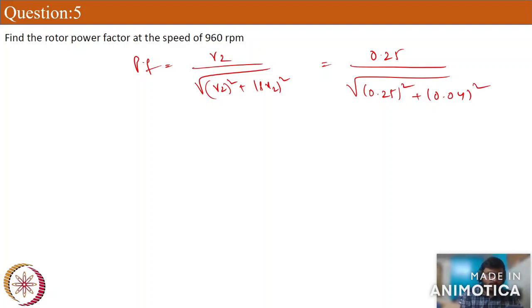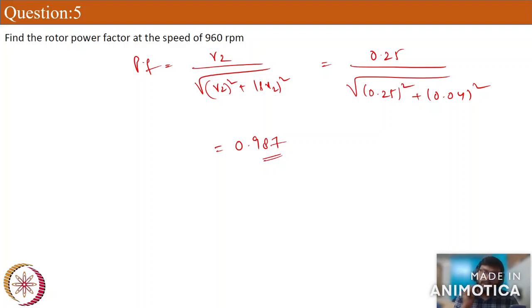How much is this starting power factor of my rotor here? 0.04 square. Now you see the running power factor of my motor is 0.97. Very good power factor my machine is having at the running condition.